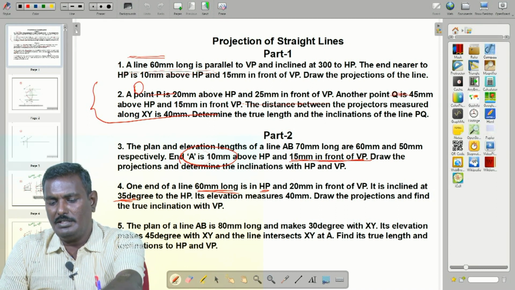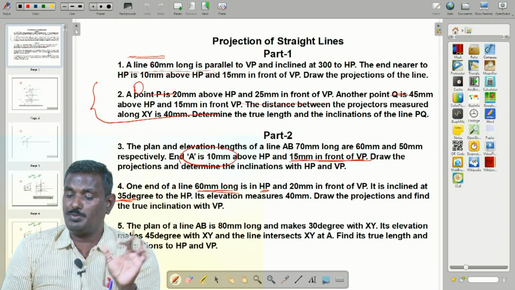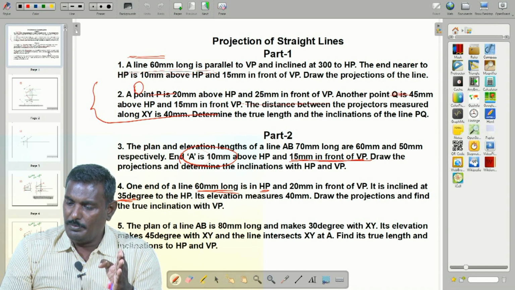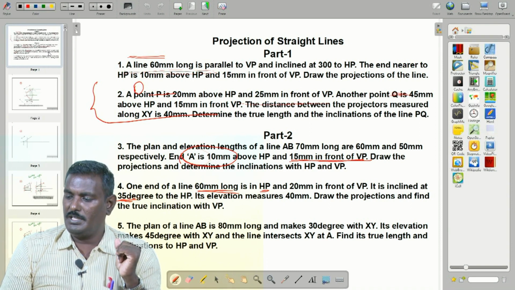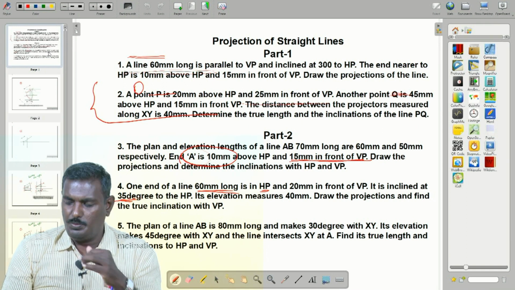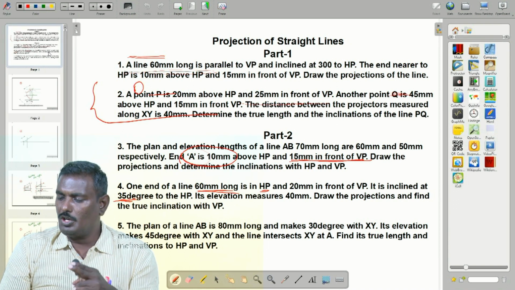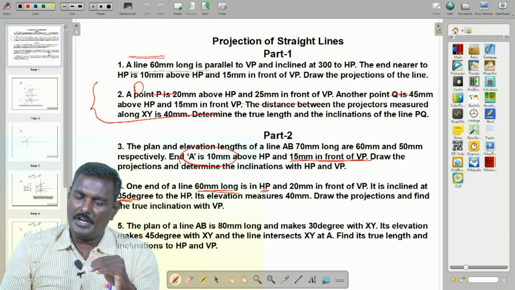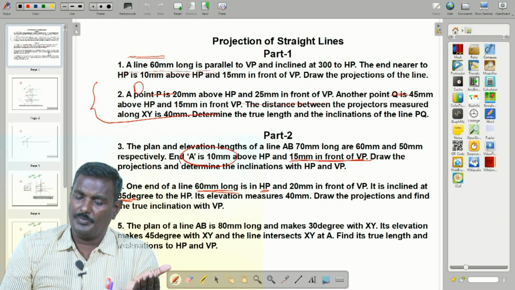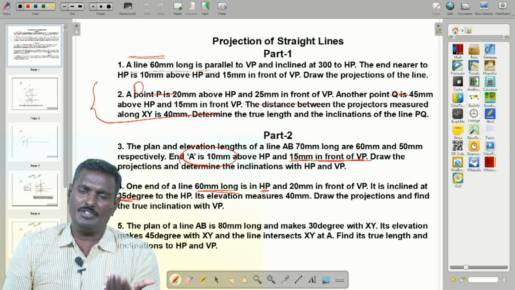One end of a line, 60 mm long, is in HP, 20 mm in front of VP. It is inclined at 35 degree to HP. Its elevation measures 40 mm. Draw the projections and find the true inclination with the VP. So what about true inclination with VP?